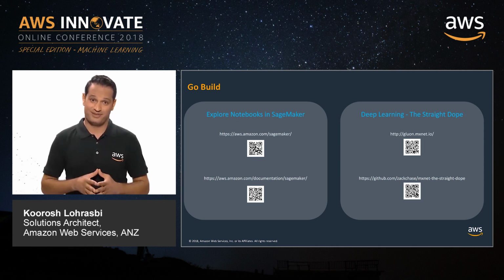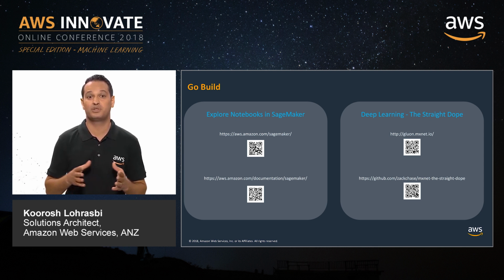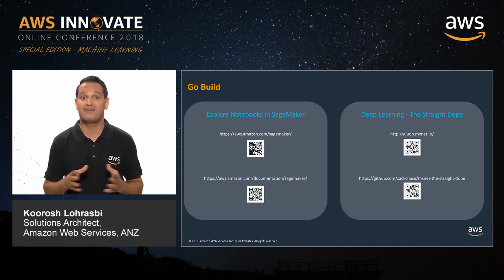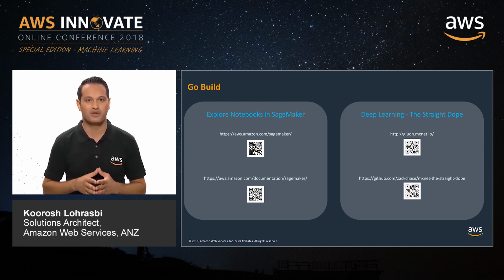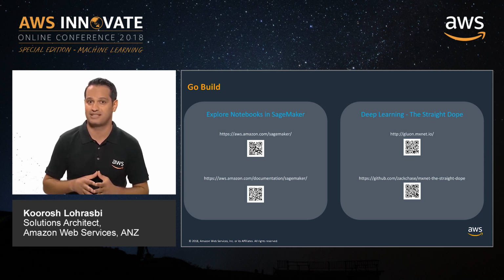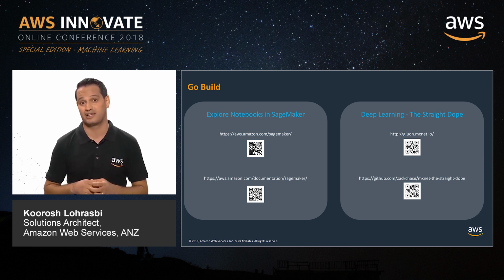Second is the Straight Dope. If you haven't come across the Straight Dope, it is an open source collection of notebooks to teach deep learning from scratch to the advanced levels using MXNet and the Gluon interface. It has a huge number of notebooks covering from linear regression to convolutional neural networks and LSTM and performance optimization. If you are a data scientist and want to contribute to this awesome project, we would love to hear from you.